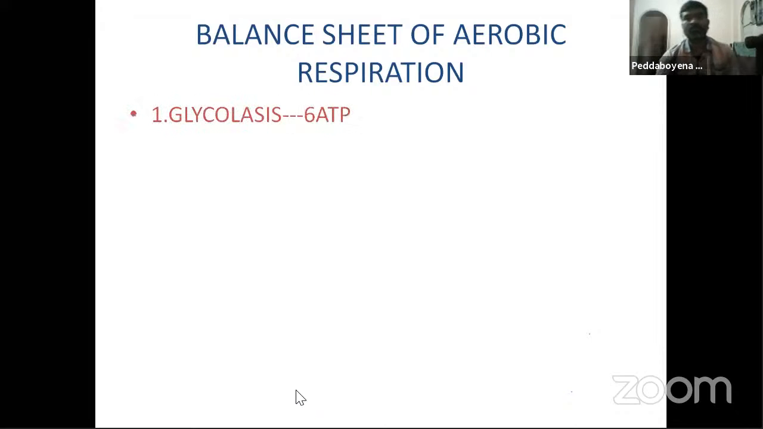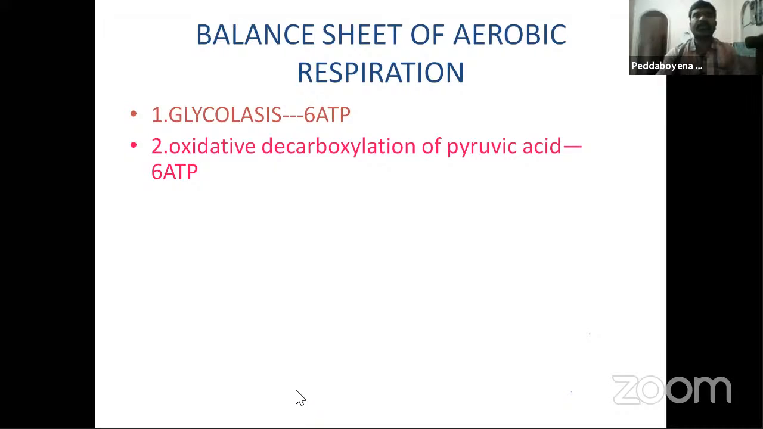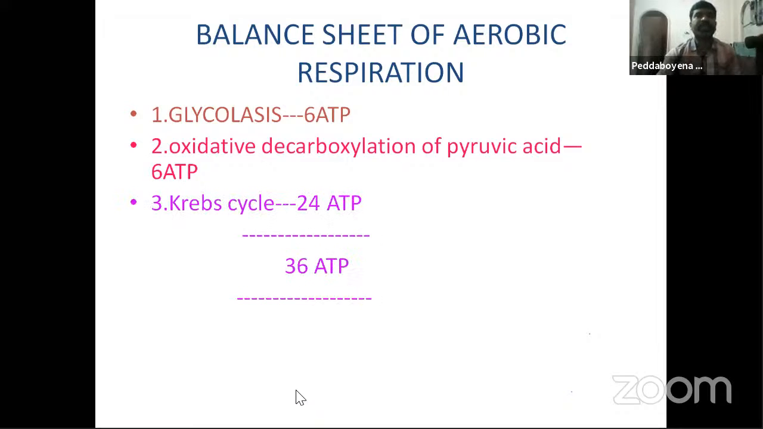Already we know that in glycolysis we get a net gain of 6 ATPs. In the second stage, the oxidative decarboxylation of pyruvic acid, we also get a net gain of 6 ATPs. Next, in the Krebs cycle, we get 24 ATPs. In total, aerobic respiration gives a net gain of 36 ATPs.